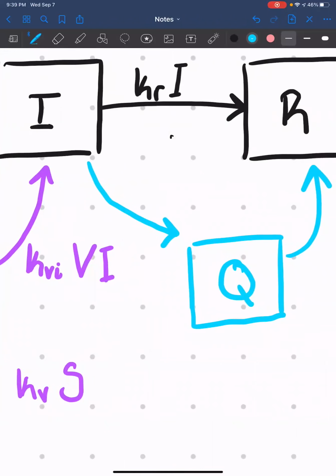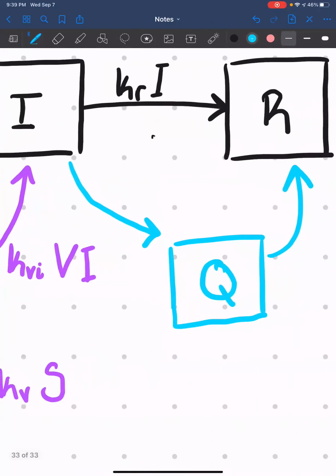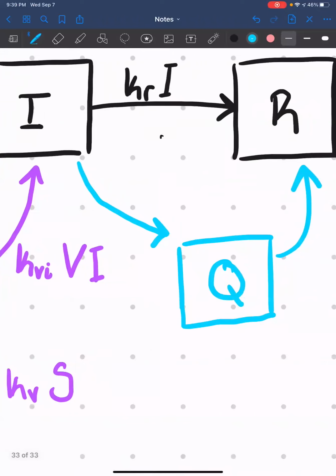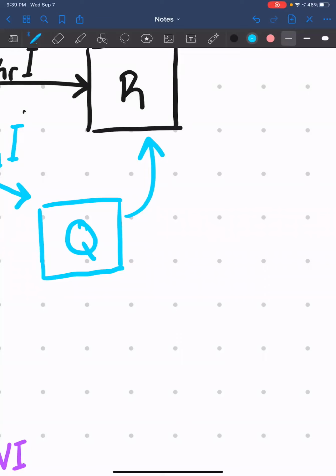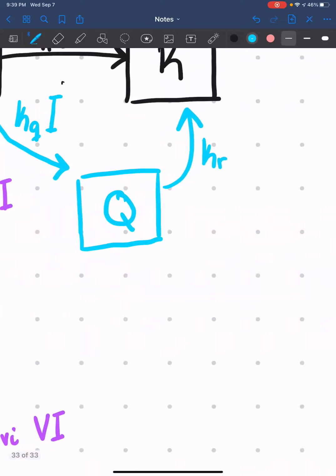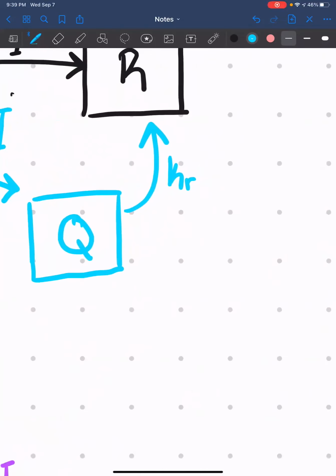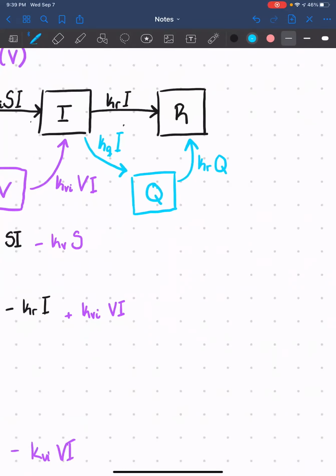The rate at which infected people are going into quarantine, we'll say, is some rate KQ, Q for quarantine, that is proportional to the number of infected people. More infected people, more people going into quarantine. And the recovery rate is still going to be KR, because we're going to assume that the people in quarantine are recovering at the same rate as the people who are still with the general population but are infected. And that is going to be proportional to the number of quarantine patients there are.